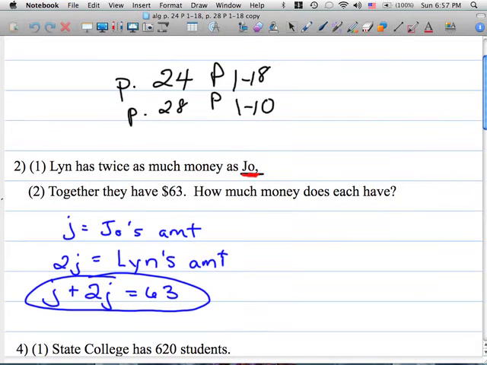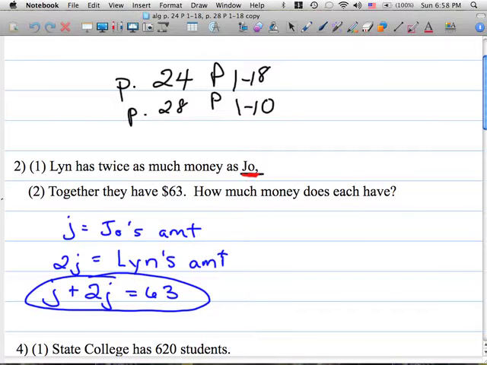Problem number 2. I have typed out all the problems. You don't have to write that down. You are to write what's in blue. Number 2 says, 1, Lynn has twice as much money as Joe, and 2, together they have $63. How much money does each have? Now, we're not going to solve the problems. We're going to represent our unknowns and then write an equation that we could use to solve the problem.